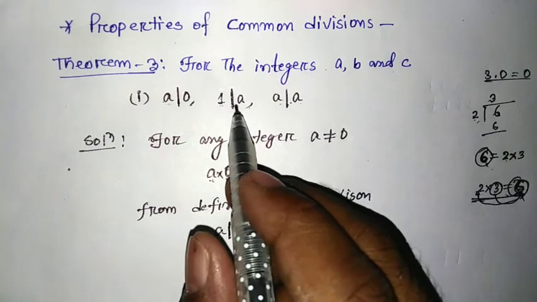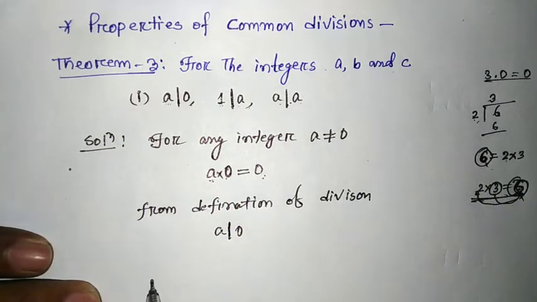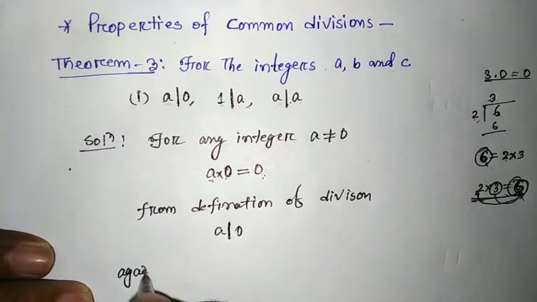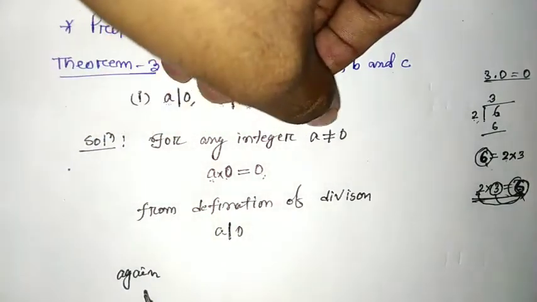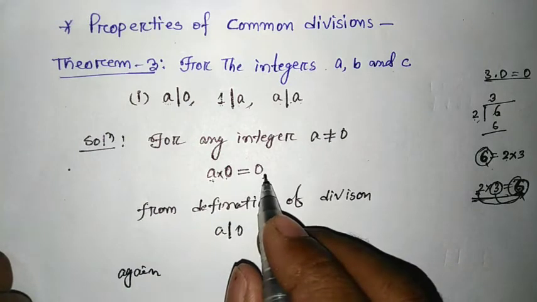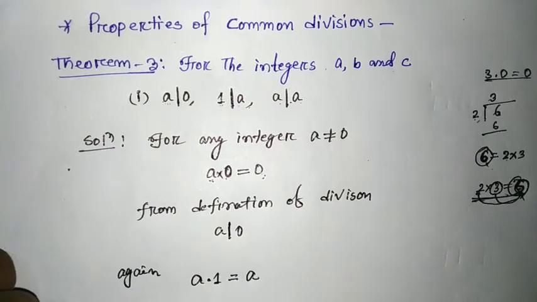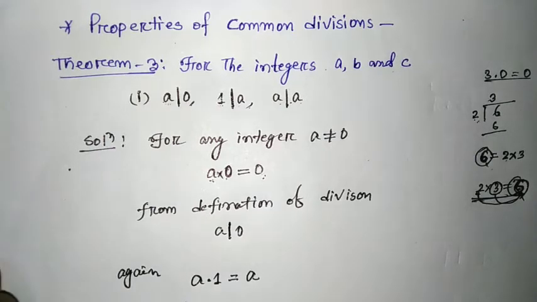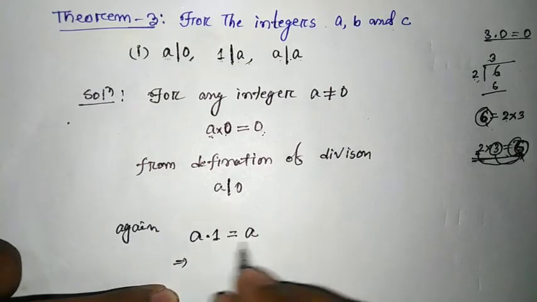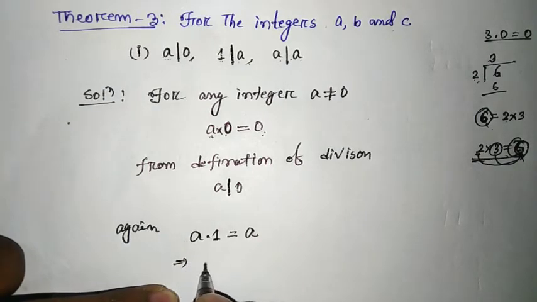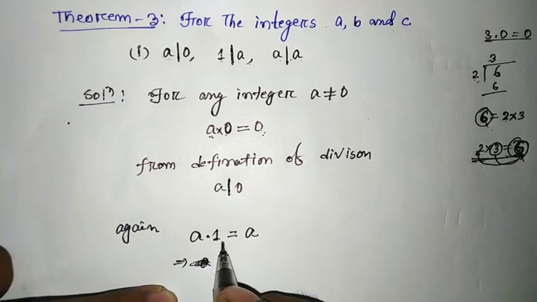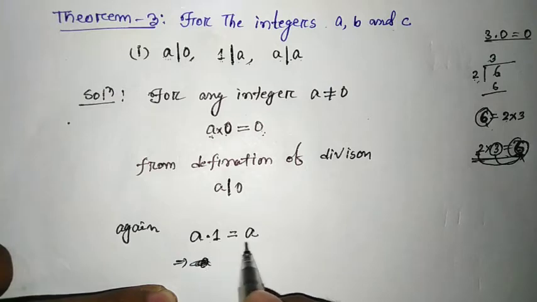For the second one we can write again, for any integer a not equal to 0, we can write a into 0 is equal to 0. Again, a into 1 is equal to what? a, or a is equal to 1 into a. If we write this line in this way, from this line we can see a into 1 is equal to a.